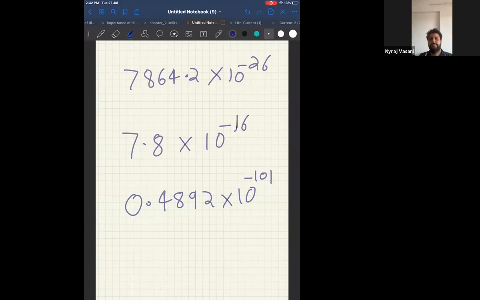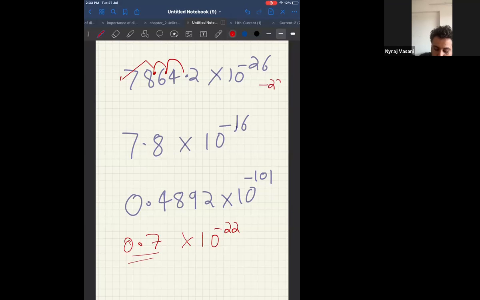Okay, let us start. 7864.2 into 10 power minus 26. This is the question. Now, I can directly start by shifting the decimal point. Minus 25, minus 24, minus 23, minus 22. Therefore, I will get 0.7 something into 10 power minus 22. Now, 0.7 lies between 0.5 and 5. Therefore, my order of magnitude in my first case is minus 22. Okay, this is the first answer.